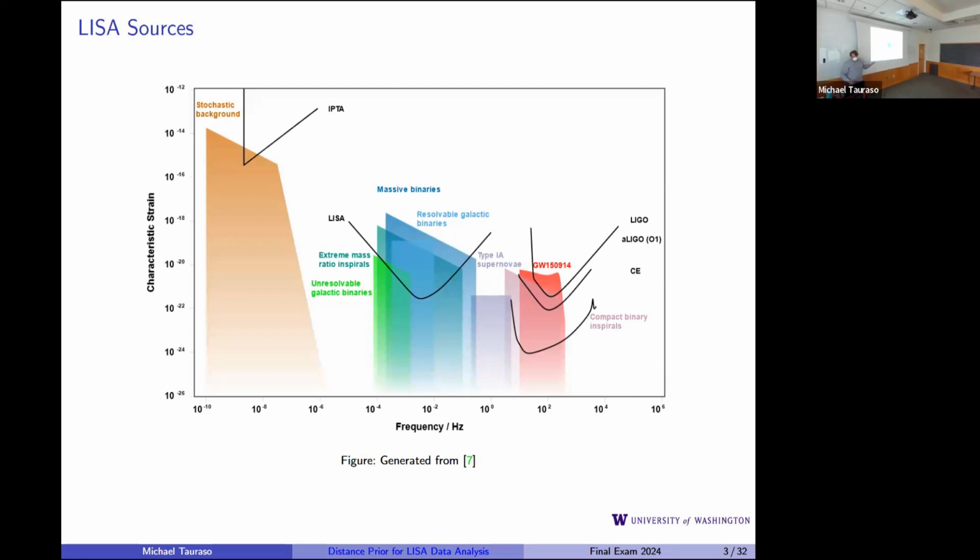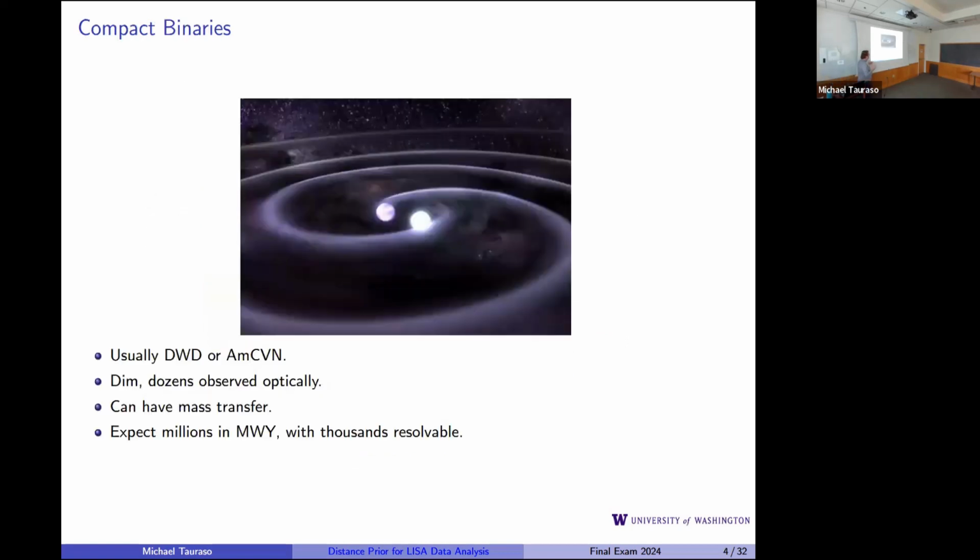The type of source that I'm going to spend most time on is galactic binary sources. These are compact stellar remnants, usually a double white dwarf system or an AM CVn type source. They're very dim. So we've only seen dozens of these optically, and generally just in the neighborhood around the solar system, so there's not a lot that's known about them. However, we believe that because there's been star formation in the Milky Way for billions of years, there are lots of these things lying around, just that we can't really see them right now.